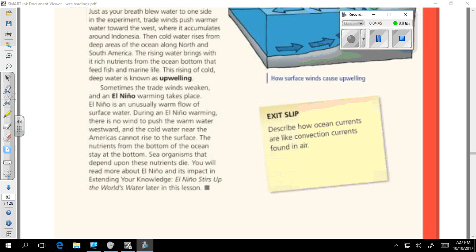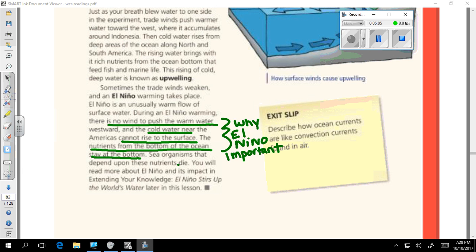So next we need to underline that in El Niño, there's no wind to push the warm water up. And so since the cold water cannot rise to the surface, the nutrients from the bottom of the ocean stay at the bottom. So basically, this is why the El Niño is important, because there is absolutely no wind. And if there's no wind that pushes that warm water away and makes the cold water replace that warm water, no nutrients or no fish food come up, and so the fish starve and die.